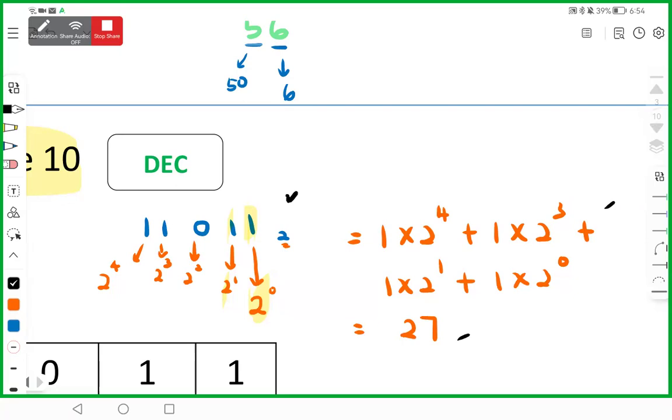So far so good? Any questions so far? No? Great. Okay, so we'll continue next session, base number. Okay, so we'll stop here first for today.